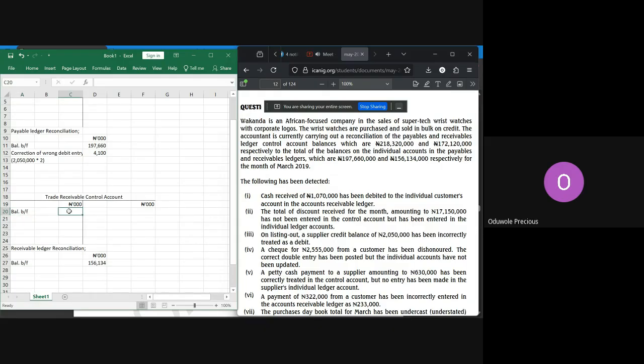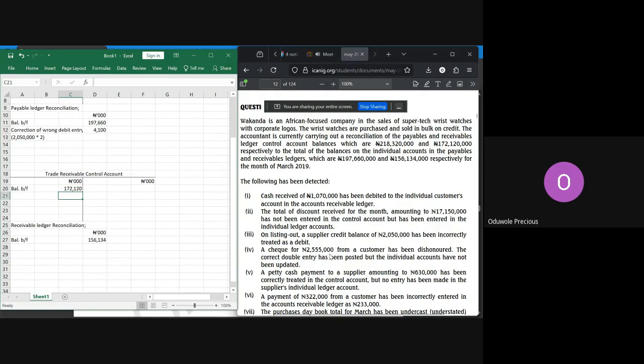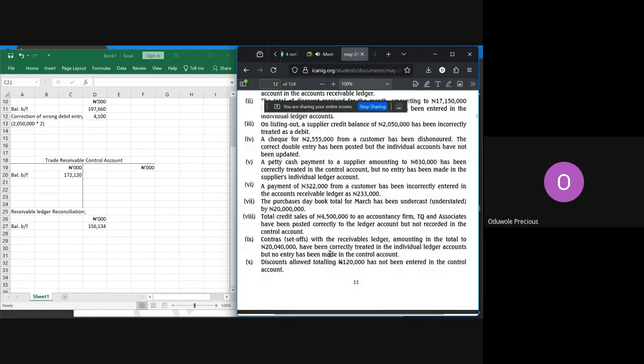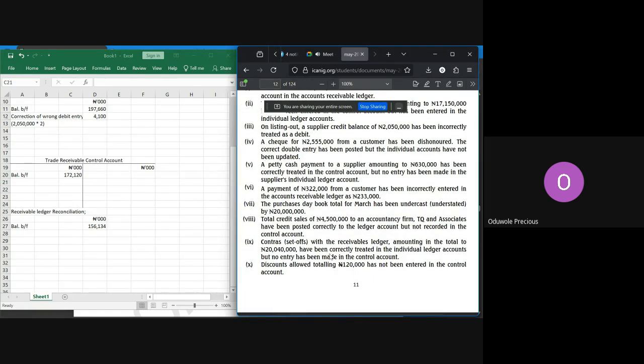That's what, 172,120. Okay, so now we can go to what we want to do, which is this one. The check that has been dishonored. Now, a dishonored check will either increase your debt or decrease your debt. I already told you that a dishonored check will increase your debt. So you just write check dishonored, which is how much? 2555.